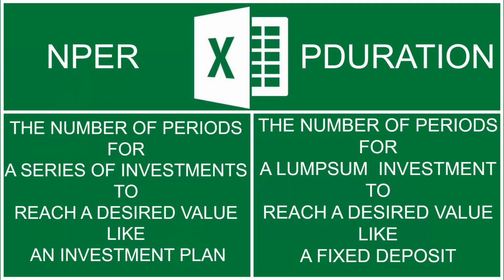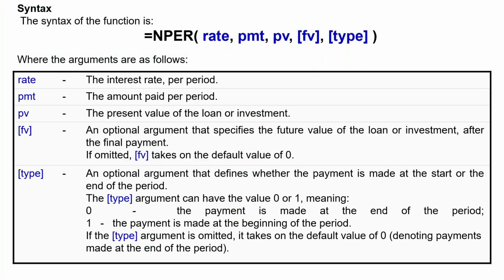The basic difference between the PDURATION function and the NPER function is that the NPER function calculates the number of periods for a series of cash flows like a systematic investment plan, whereas PDURATION calculates the number of periods for a single lump sum investment to achieve a certain amount like a fixed deposit. The syntax of this function is equal to NPER followed by 5 different arguments within brackets. I won't be explaining these arguments this time, as I have already explained all of these as a part of the syntax in the previous formulas.